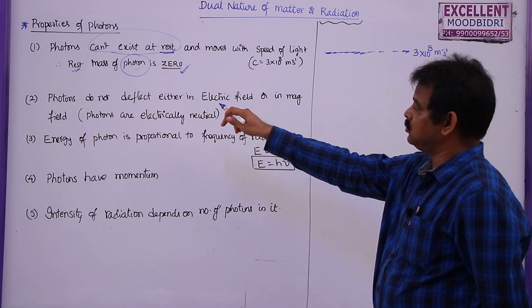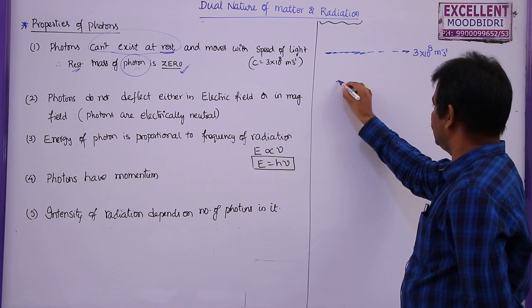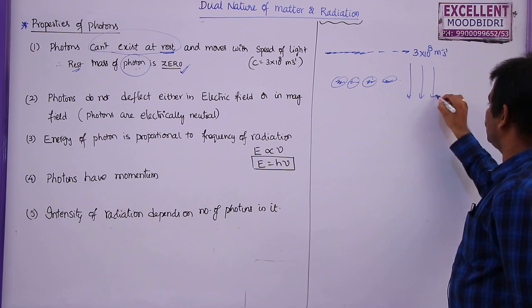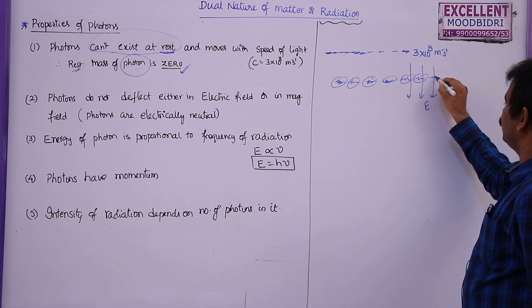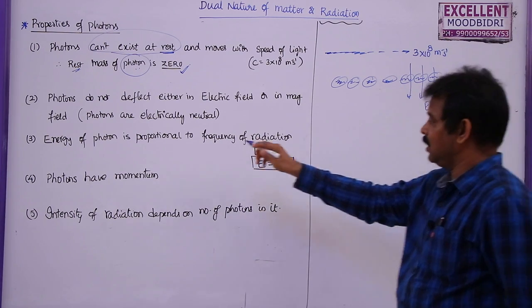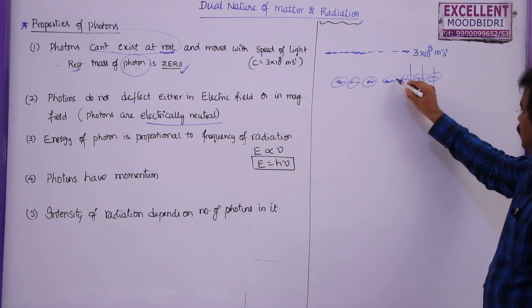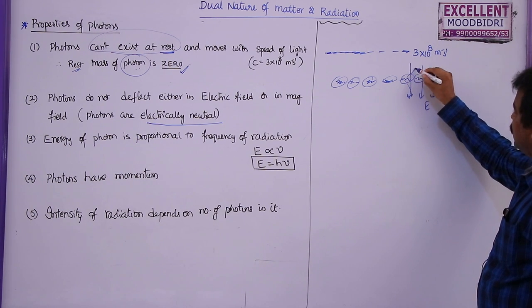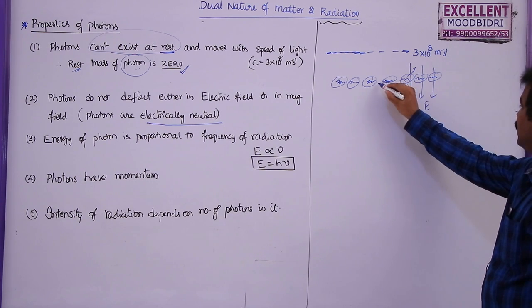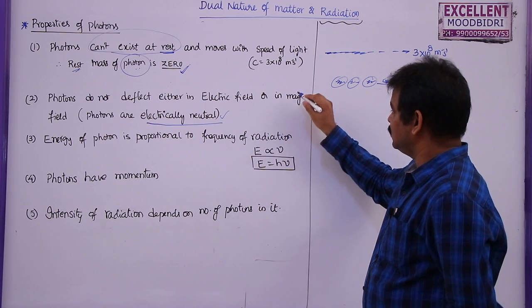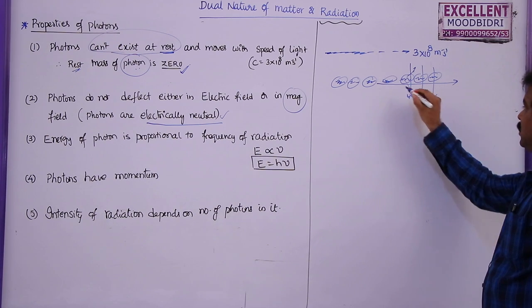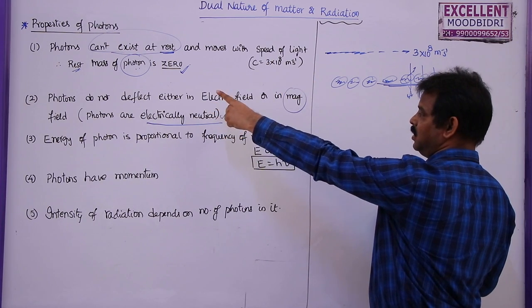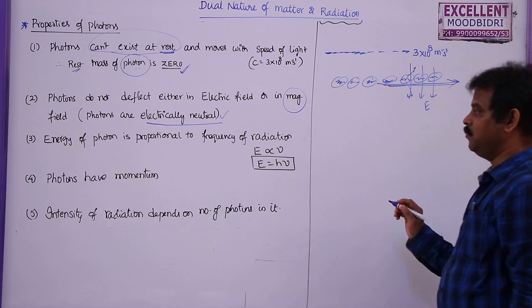The second one, photons do not deflect in either an electric field or a magnetic field. Let us say these photons, which are energy packets, are traveling through an electric field here. They will travel without deflecting, because photons are electrically neutral. If they were positively charged, they would have traveled along the direction of the electric field. If they were negatively charged, they would have traveled in the opposite direction to the electric field. But here they are traveling in a straight line. That means they are electrically neutral. The same can be seen in the case of a magnetic field also. If they are allowed to pass through a magnetic field, they move in a straight line path only. So first point, photons move in a straight line path with the speed of light, and they cannot be at rest. And second, as they are electrically neutral, they won't deflect in either an electric or magnetic field.